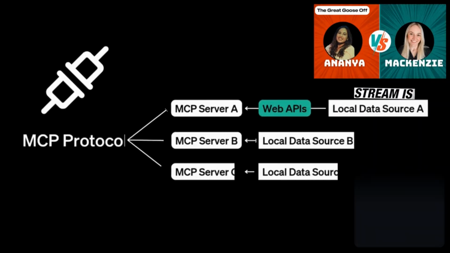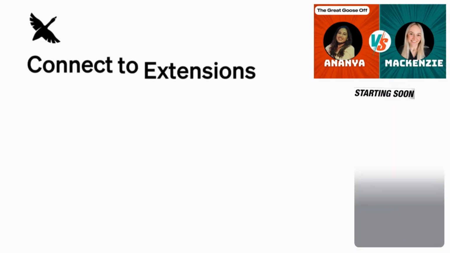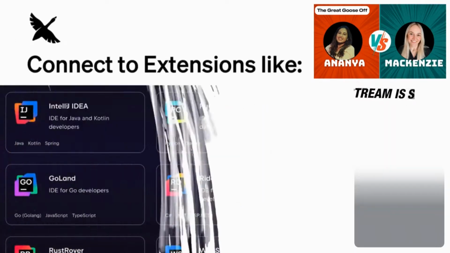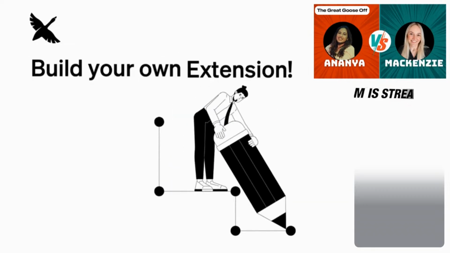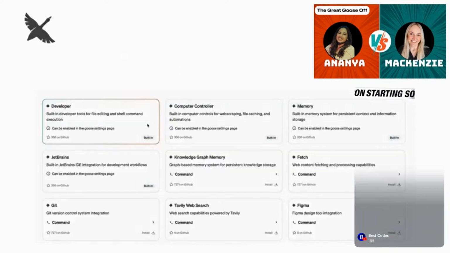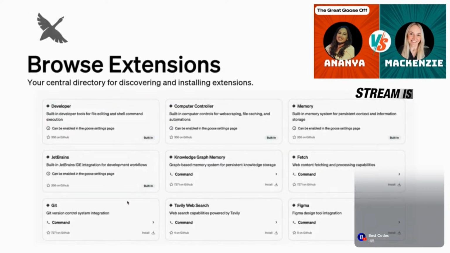Built on the Model Context Protocol, you can connect to extensions like GitHub, integrate JetBrains IDEs, access Google Drive, or build your own custom integrations for Goose. For a curated list of extensions, visit our docs.